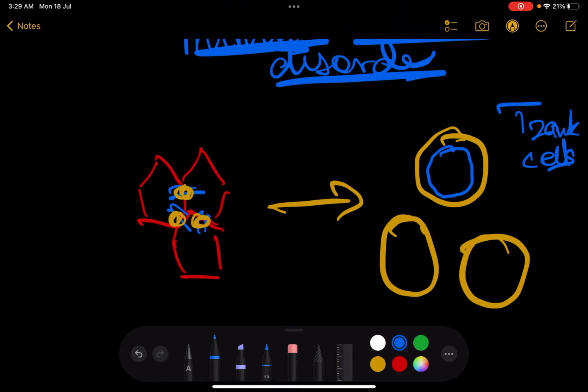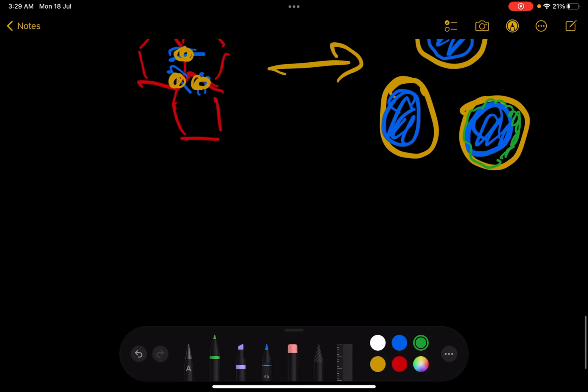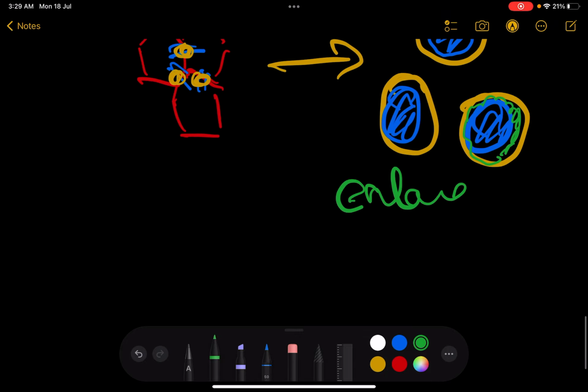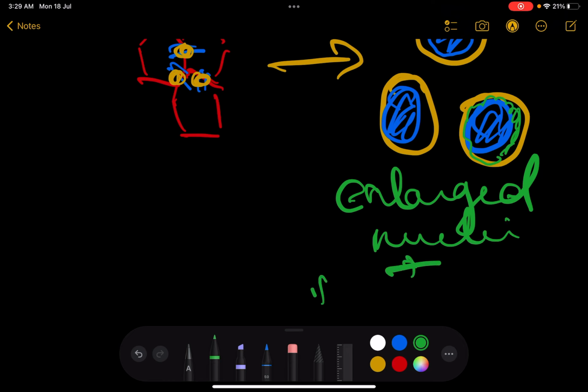What's so special about the Tzanck cells is that they have enlarged nuclei with a perinuclear halo. That's about it.